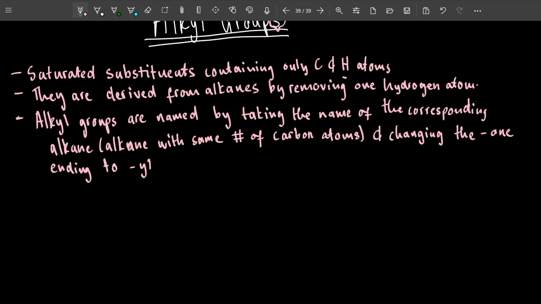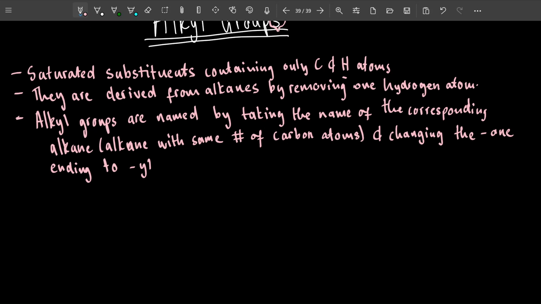Now, they are derived from alkanes. These alkyls come from alkanes, but what you simply do is remove a hydrogen from an alkane, and then you have something called an alkyl. That means you leave a number of carbon atoms behind, and these you can attach to some parent chain. We'll see some.